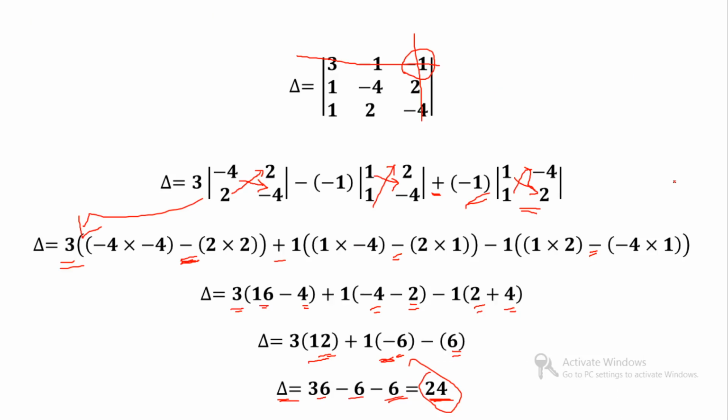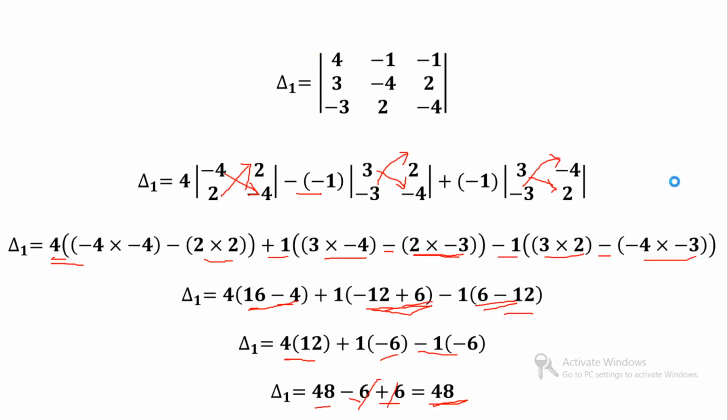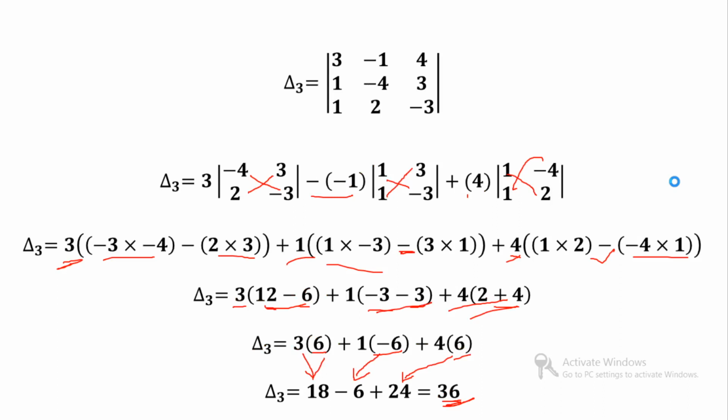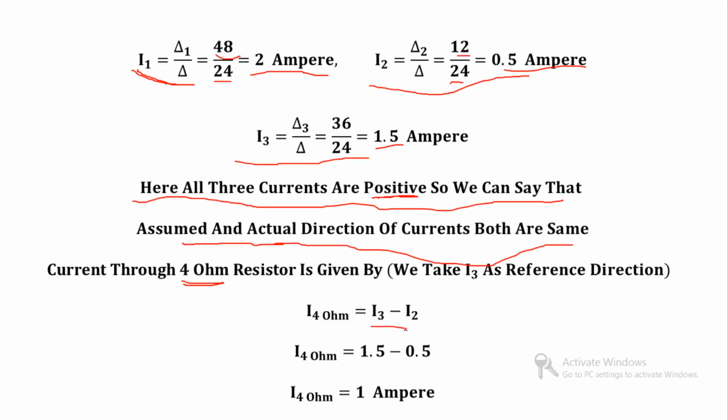Now we will consider the current in the 4 ohm resistance as I3 minus I2. I have taken I3 as our reference direction. So I will write down the current in the 4 ohm resistance equal to I3 minus I2. I3 is equal to 1.5 ampere, so I will put over here 1.5 ampere. I2 is equal to 0.5 ampere, so I will put 0.5 ampere. So 1.5 minus 0.5 equal to 1 ampere. So our answer is the current in the 4 ohm resistance equal to 1 ampere.